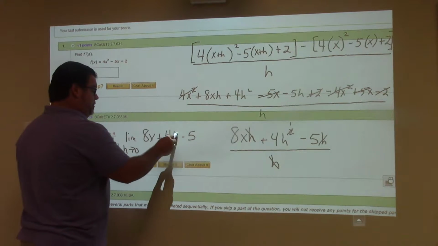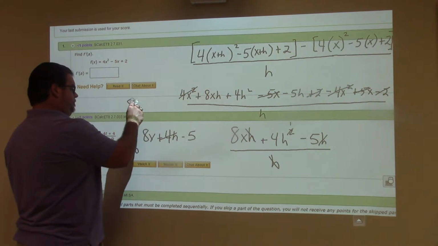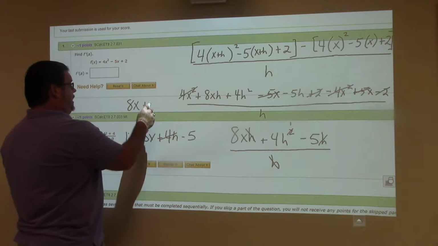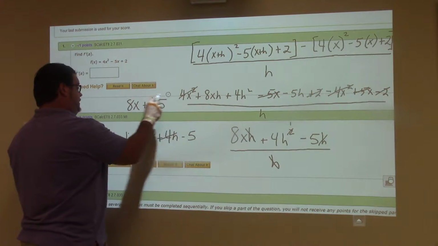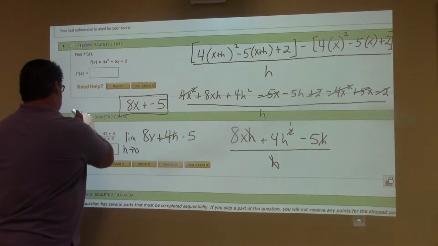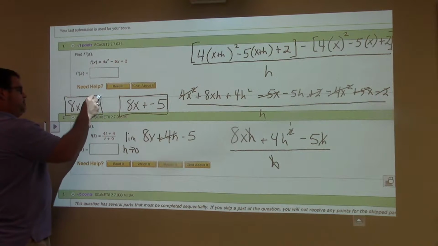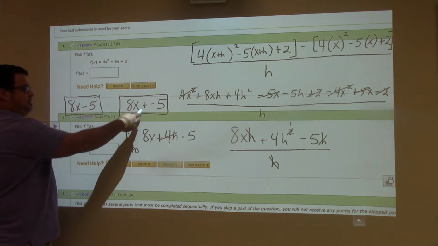We'll take that term out. And what are you left with? 8x minus 5, sorry. 8x plus a negative 5, or 8x minus 5. Every time I use the eraser with this thing, it doesn't work, so that's why I did that.